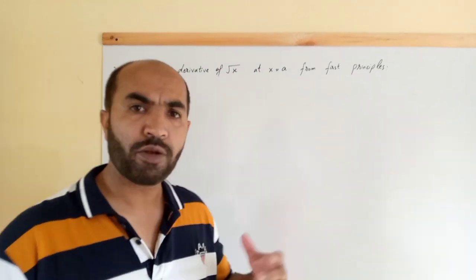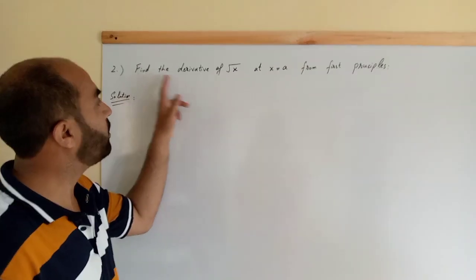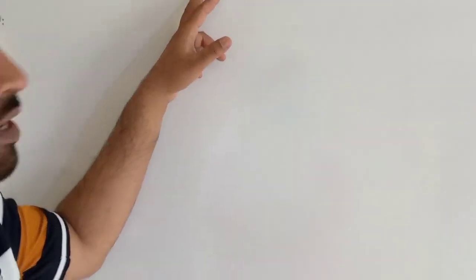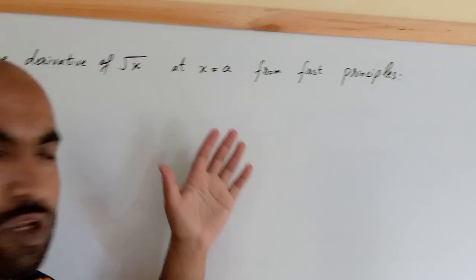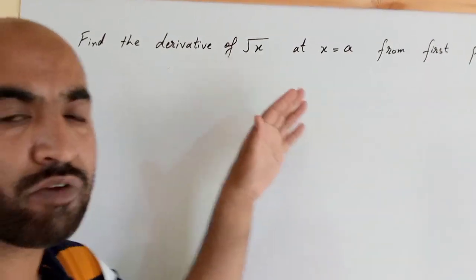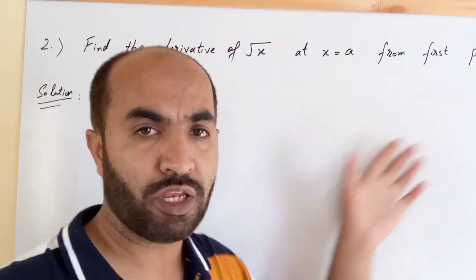Okay, now we have another problem: find the derivative of square root x at x equals a from first principles. This is another question, but we have to follow the first principles method.